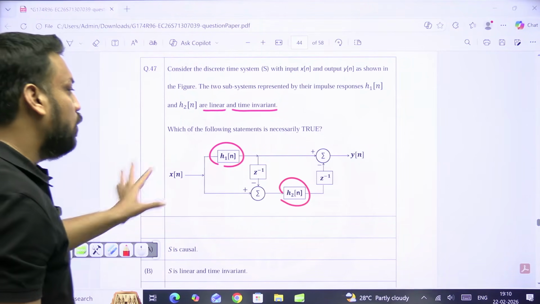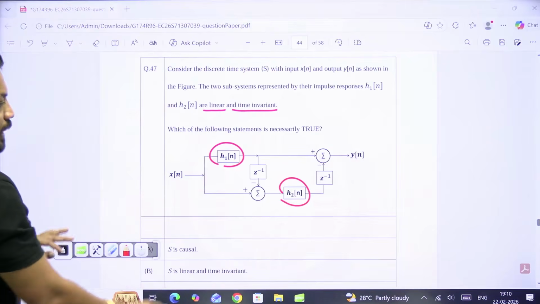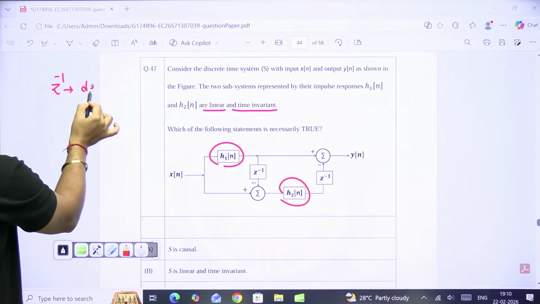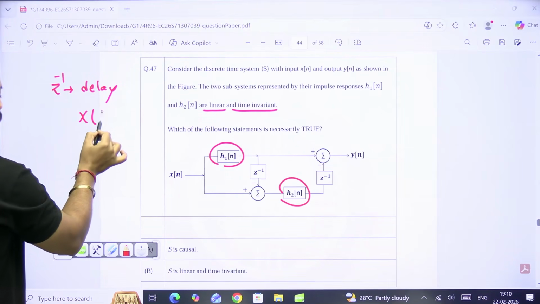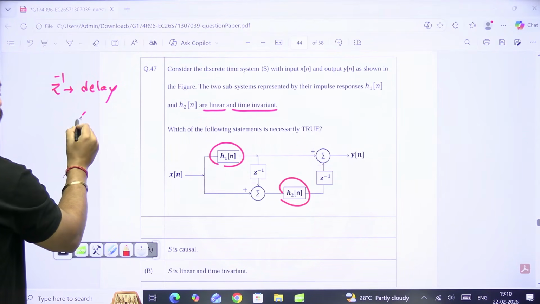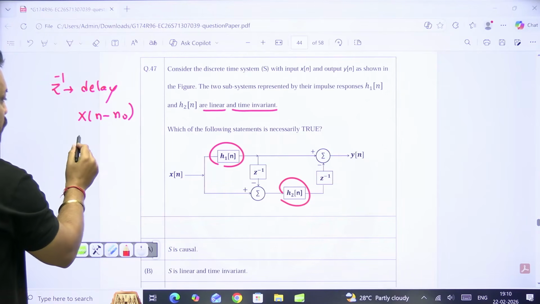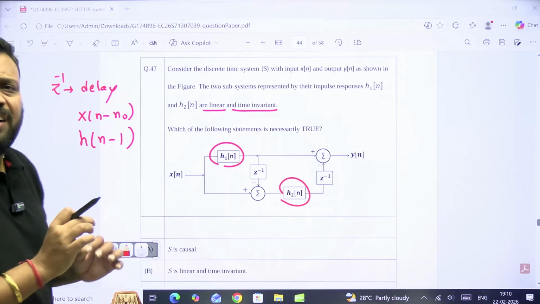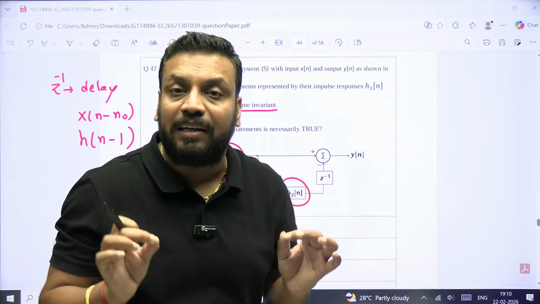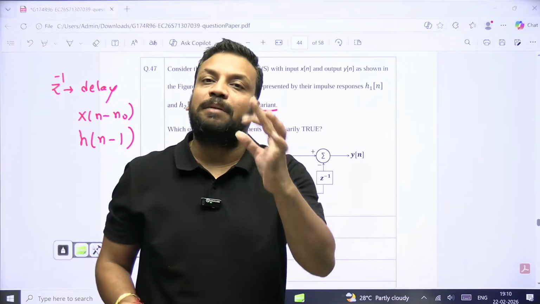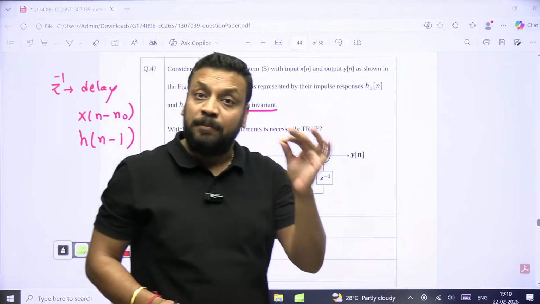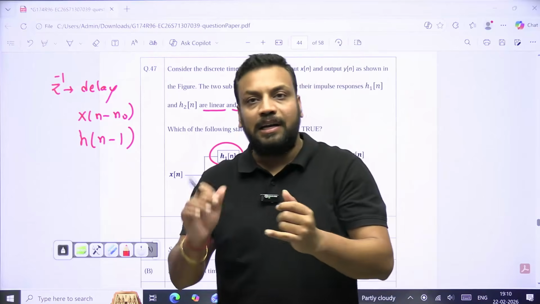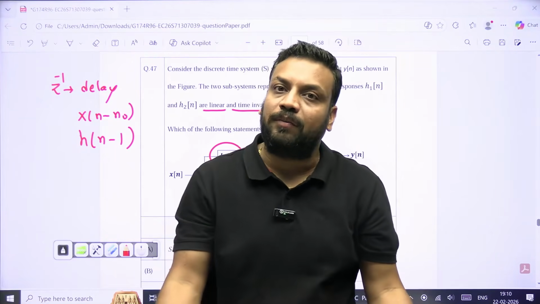Now tell me guys, this overall system, how many components are we having? We are having z inverse, meaning delay. Delay means in the time domain time shifting. Time shifting means x[n − n0], and in h you would say h[n − 1] if it is z^−1. Students, time shifting and delay operation doesn't affect linearity as well as the time invariant property. That means the time shifting operation, meaning delay operation, doesn't affect linearity and doesn't affect time invariance either.